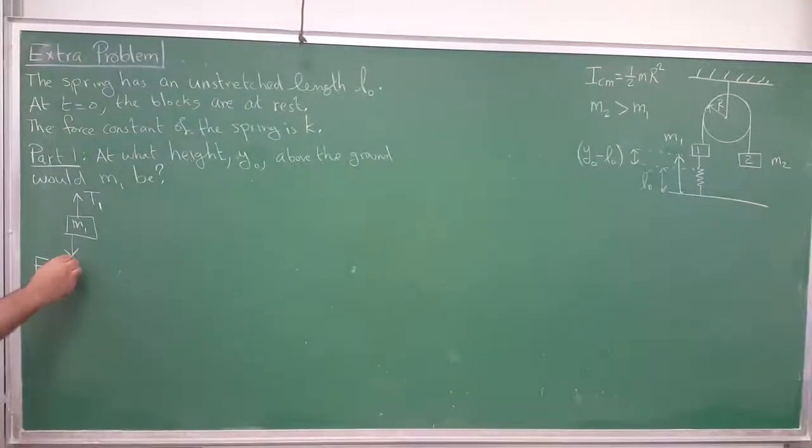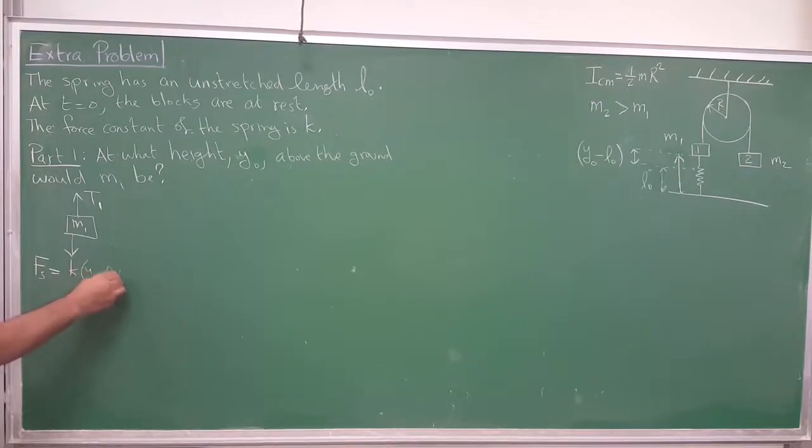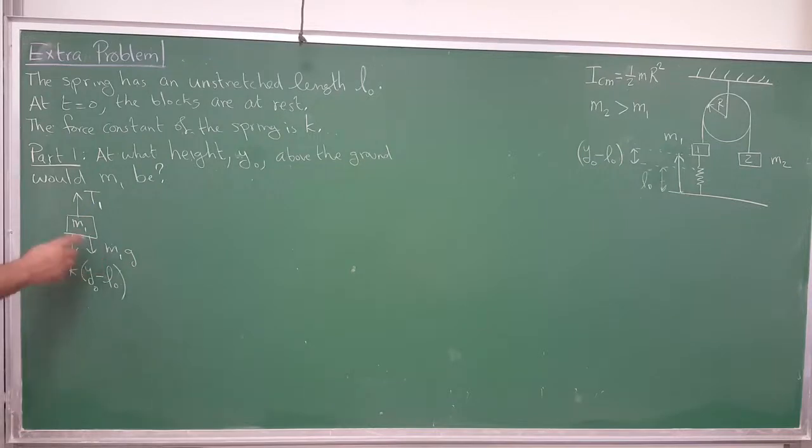So it's equal to K in magnitude. I know it's downward, so it will be negative K, Y0 minus L0. I'm sorry, not L0, Y0 minus L0. That's that. And then there is the force of gravity, which is M1G. So these forces are balanced. It means T1 minus the force of the spring minus M1G equals 0. So T1 will equal these two added together.